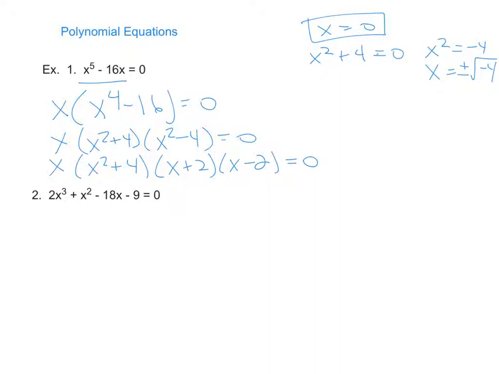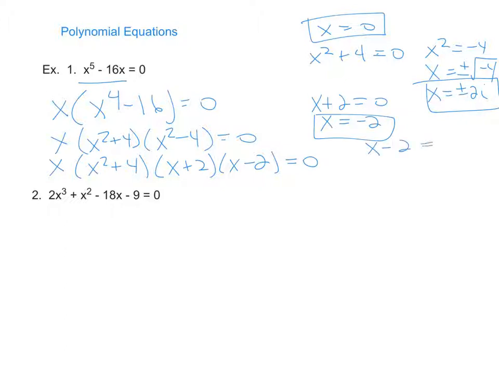At this point, you should notice that it's an imaginary solution, so you can just write that these aren't real, or you can write that you have plus or minus 2i. And then I also have x plus 2 equals 0, so x equals negative 2, and x minus 2 equals 0, so x equals 2. If you look at how many solutions I have: x equals 0, x equals negative 2, x equals 2, and my two imaginary solutions of 2i and negative 2i, I should have come up with 5 solutions.